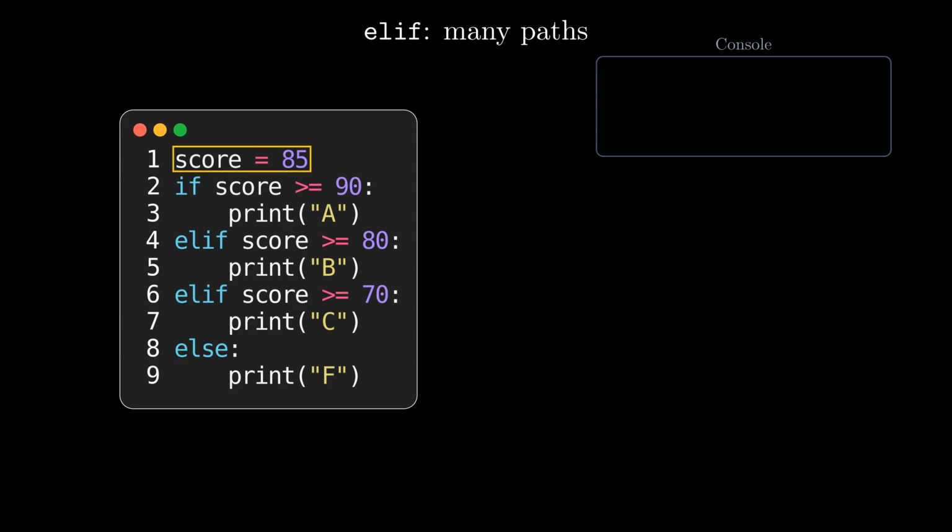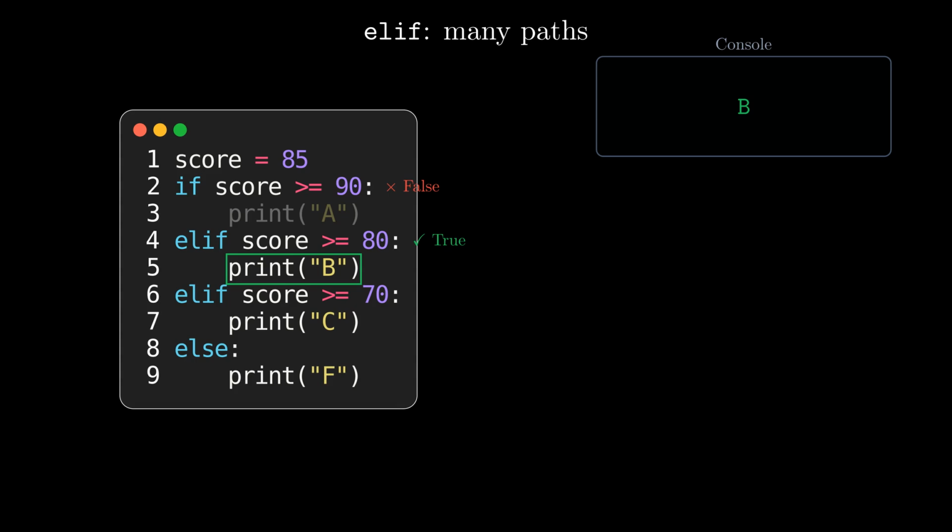Score is set to 85. Python first checks whether score is greater than or equal to 90. 85 fails that test. Python moves to the first elif and checks whether score is greater than or equal to 80. 85 passes, Python runs that block, printing B.